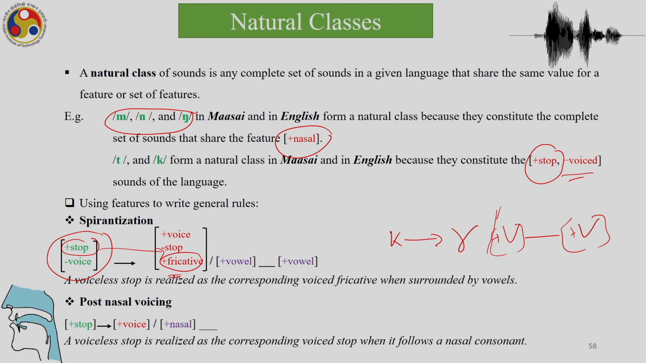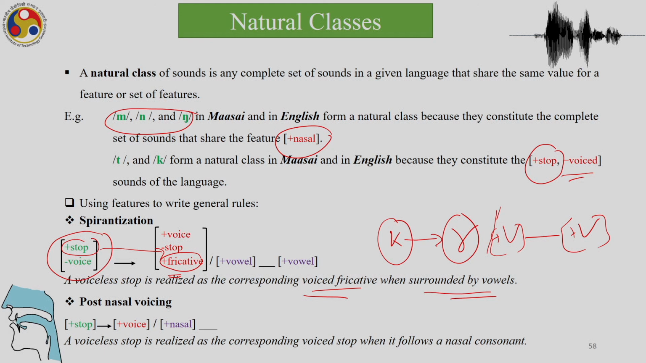So, a voiceless stop is realized as a corresponding voiced fricative when surrounded by vowels. This is our rule, and now it is being expressed with these features. Instead of just putting the phoneme, we are now describing what those phonemes are. And also, if you recall Maasai, we have another thing happening there, that we have post nasal voicing.